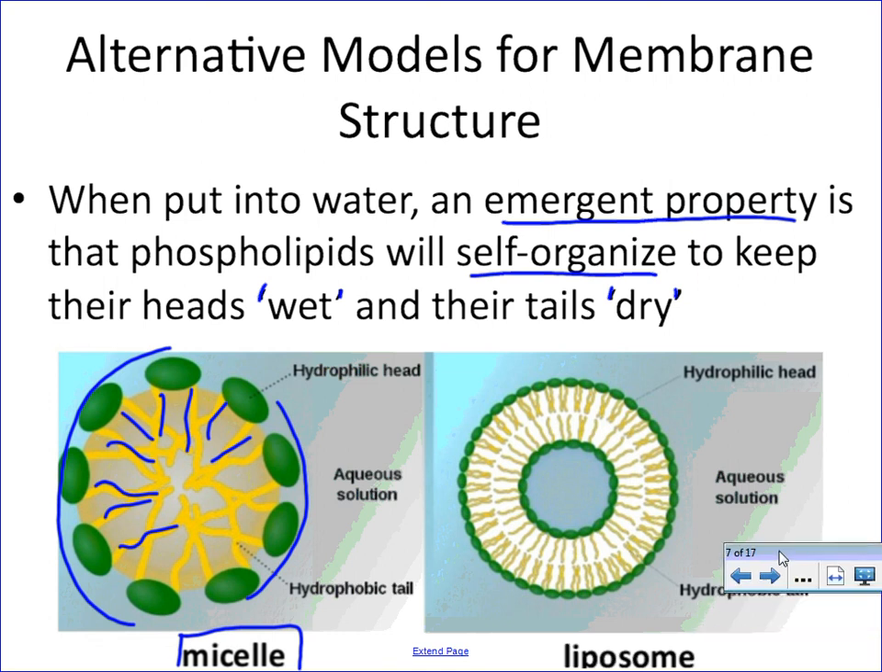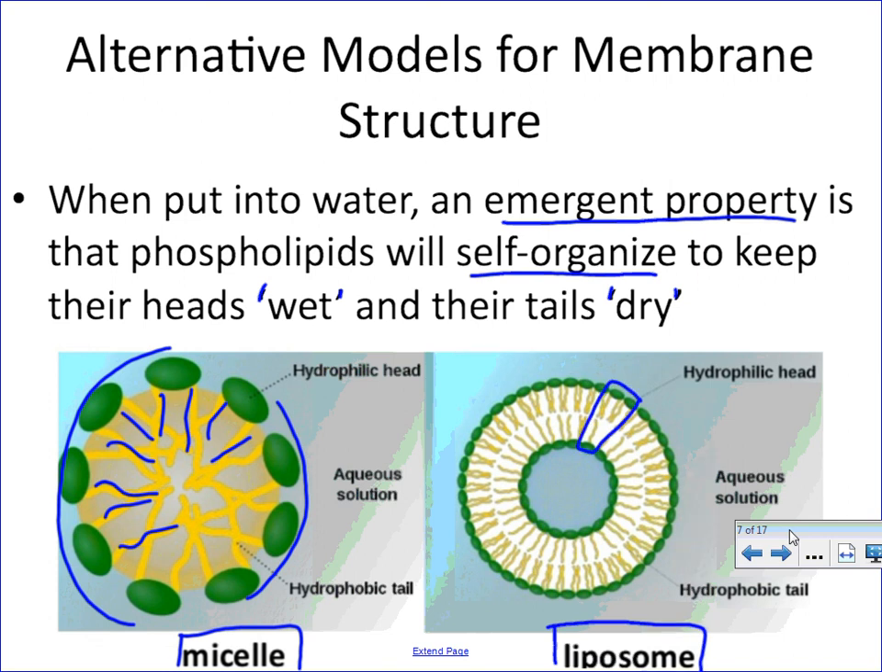You can also get a bilayer that is formed in what is referred to as a liposome. A liposome is going to have that bilayer, so you're going to have two layers of phospholipids, and in the center you will have an aqueous core that will contain water, as well as water on the outside, whereas in the micelle, it is just water on the outside, but no water on the inside.